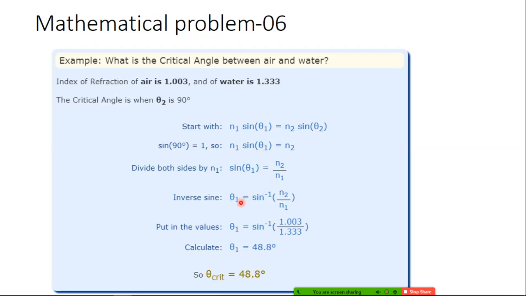Finally, sin theta 1 is equal to n2 by n1, and by using inverse sine, theta 1 is equal to sin inverse of n2 by n1. Here we put the value of n2 as 1.003 and n1 as 1.333, because the refractive index of air is 1.003 and the refractive index of water is 1.333. By putting in these values and using a calculator, you can easily obtain theta 1 equal to 48.8 degrees, and this theta is the critical angle. So the critical angle between air and water is 48.8 degrees.